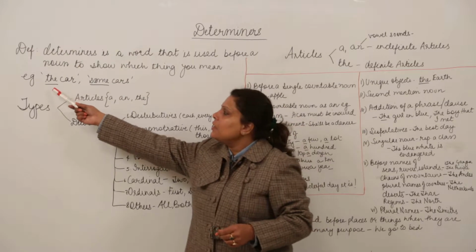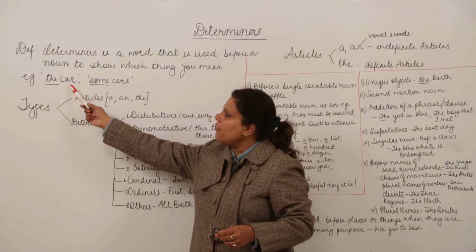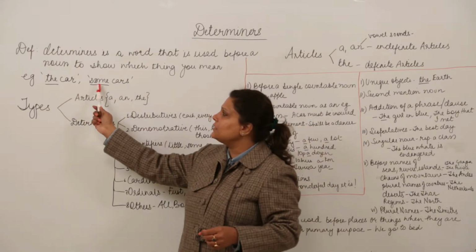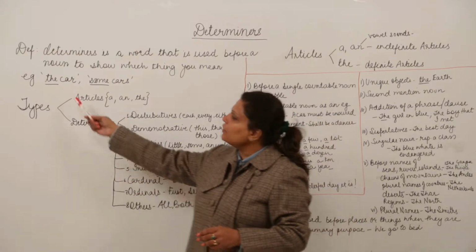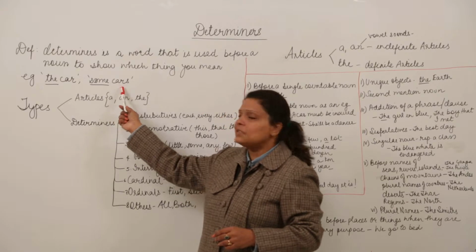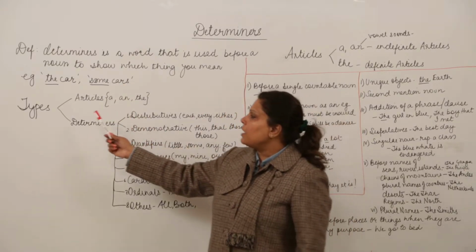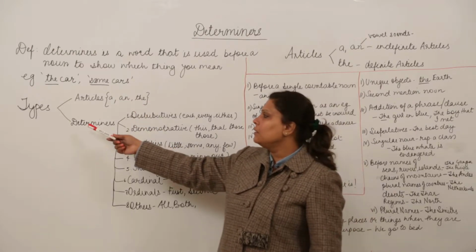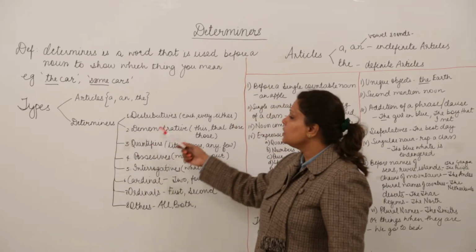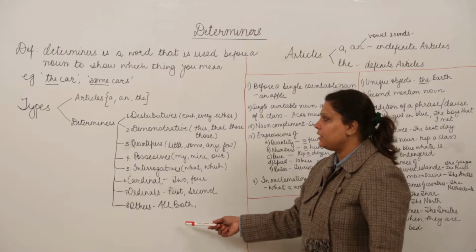Say for example, in the phrase the car or some cars, the and some are determiners, where you are referring to a single car, the car, and maybe some more cars. There are two types of determiners: articles, a and the, and the rest of the determiners, which have further 7 to 8 types.